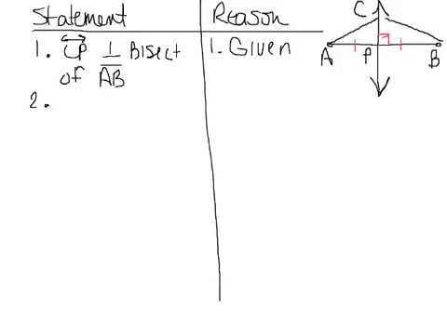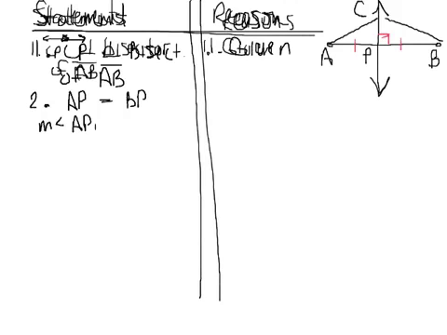Step 2. If you remember the previous slide, I talked about the plan for the proof. The plan for the proof said show that the right triangles, triangle APC and BPC are congruent. Then show that segment CA is congruent to segment CB. So let's look at what our next step is. We can say that AP is equal to BP and the measure of angle APC is equal to the measure of angle BPC.